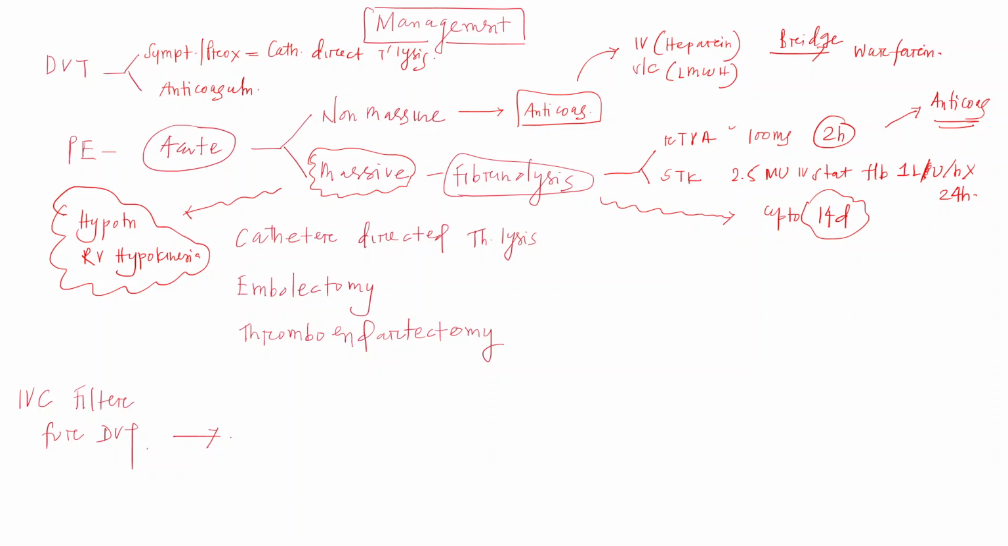What is the role of catheter-directed thrombolysis? It has a very limited role, usually not much in use. Embolectomy is also not much used, but can be used. Okay, catheter-directed thrombolysis, even though it is not much used, it still can be used if you want to reduce the dose of the thrombolytic agent.